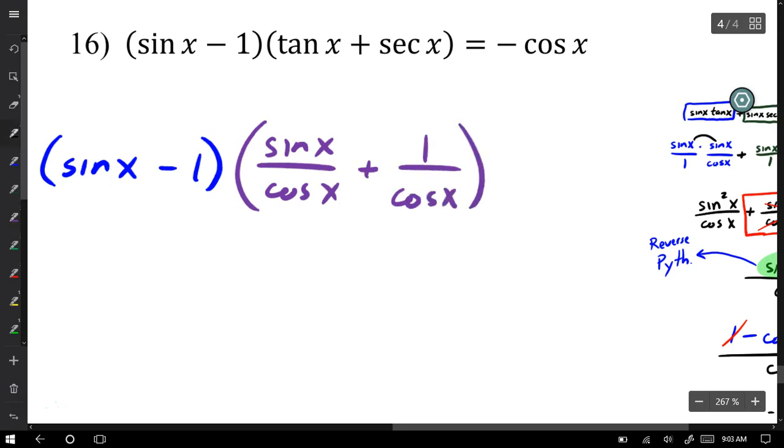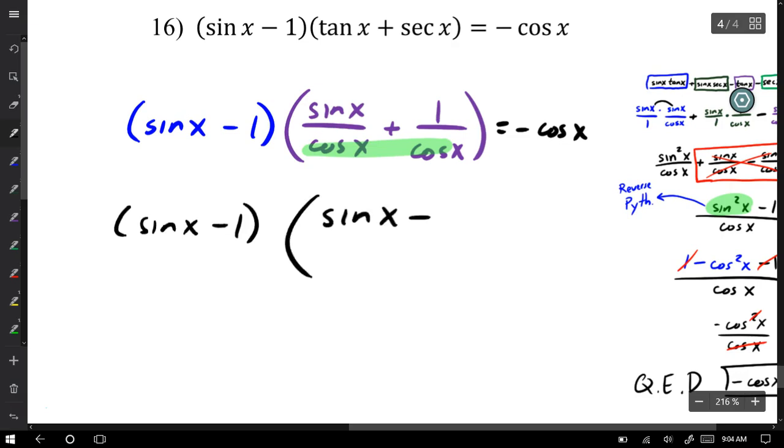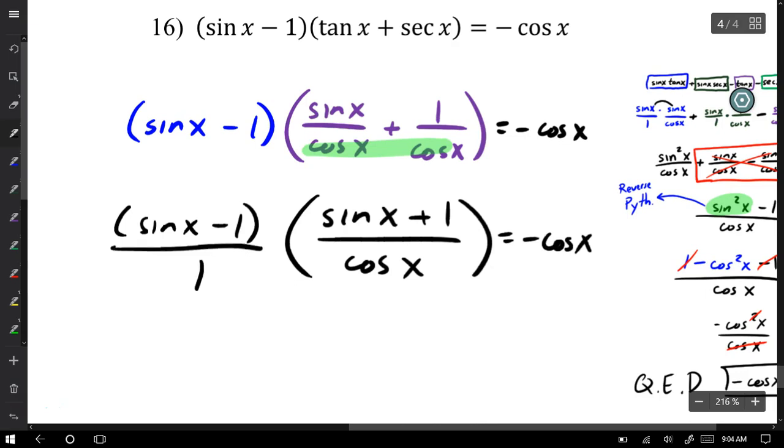So why change in the beginning? Because I notice that they already have a common denominator here. So I have sine of x minus 1 times a fraction, sine of x plus 1 over cosine of x, equals negative cosine of x. Well, if I take a look, this is really over 1, and I'm going to remove this parentheses now, and I'll just put it on the top, because that's the one with two terms.